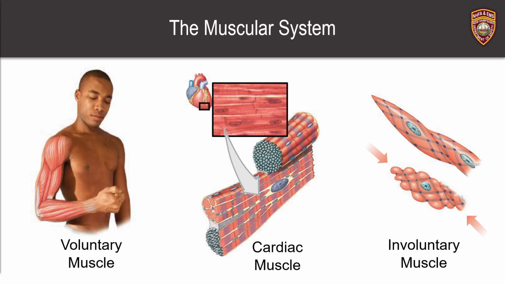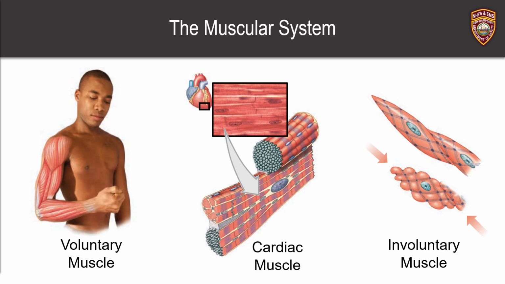And then you have involuntary or smooth muscles. And these are found on the inside of the digestive tract. They're wrapped around the airway passages in the lungs, and they're in a lot of other internal organs all throughout the body.